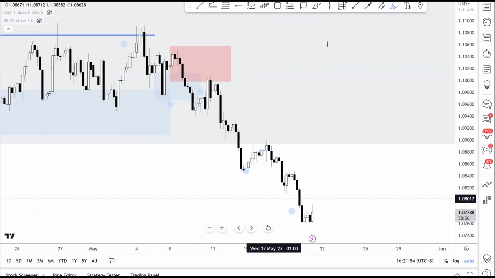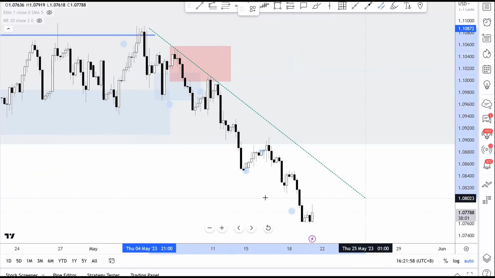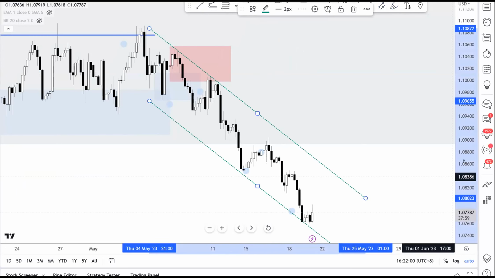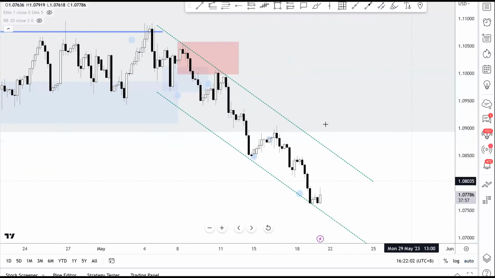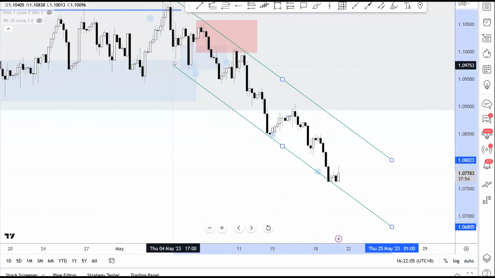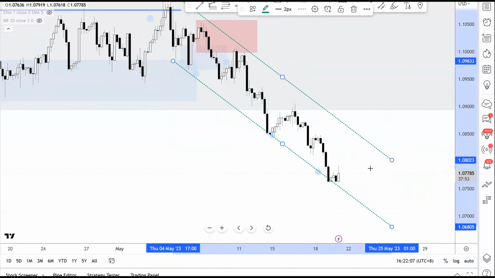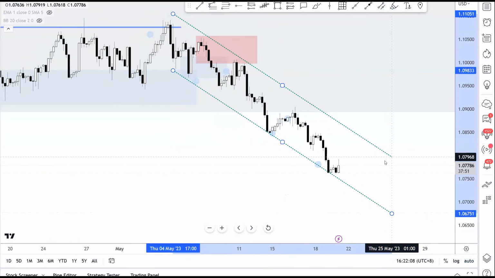Or even a descending channel. So in this case, this is our descending channel. So you can see lower lows, lower highs being formed. For a descending channel to be valid, we need a tap of at least the resistance and support level twice, right? So this would be our channel.